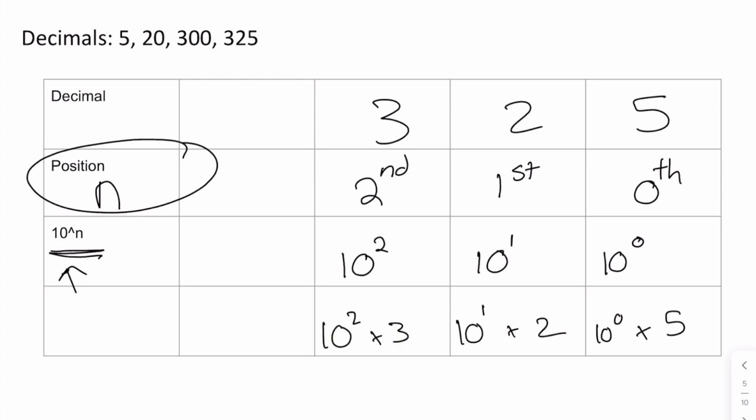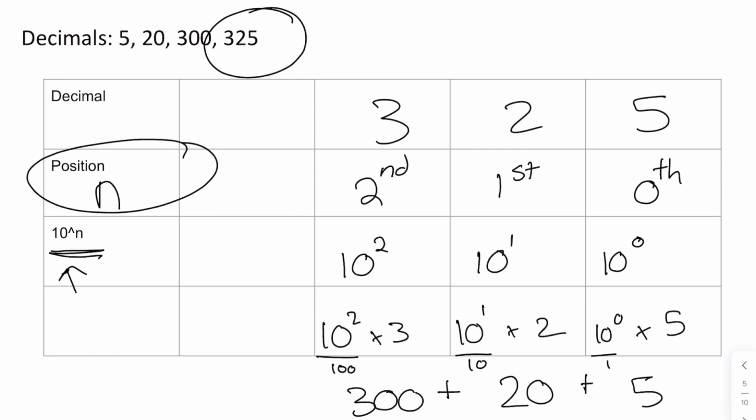Now, each column down here, we're going to add them. 10 squared is 100, and 100 times 3 is 300. So we've got 300. 10 to the first is just 10, so 10 times 2 is 20. And then 10 to the 0 is just 1, so that's 5. We add that all together and we get 325.